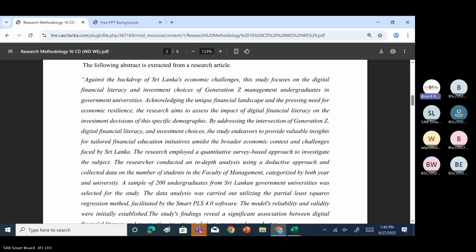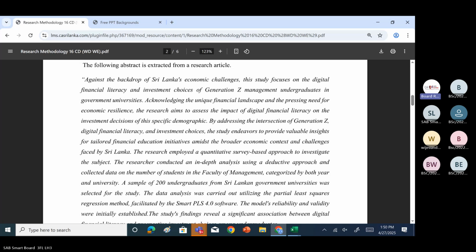By addressing the intersection of Generation Z, digital financial literacy and investment choices, the study provides valuable insight for tailored financial education initiatives within the broader economic conditions and challenges faced by Sri Lanka. So that is the specialty of this research. Normally, when we are writing the abstract, this is really important for you to write down the proposal abstract as well.